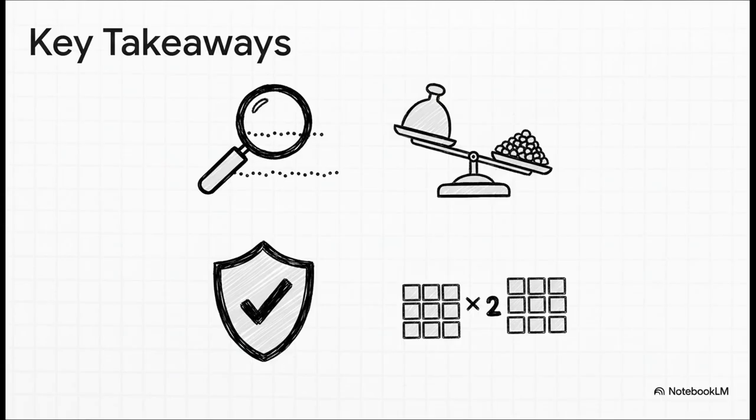Okay, so let's boil this all down. What are the big takeaways? First, amortized analysis is all about averaging cost over a sequence. Second, it proves that having a few very expensive operations is totally fine as long as they're paid for by many cheap ones. Third, remember it's a worst-case guarantee, not a probabilistic guess. And finally, for dynamic arrays, that doubling strategy is the secret sauce that makes it all work.